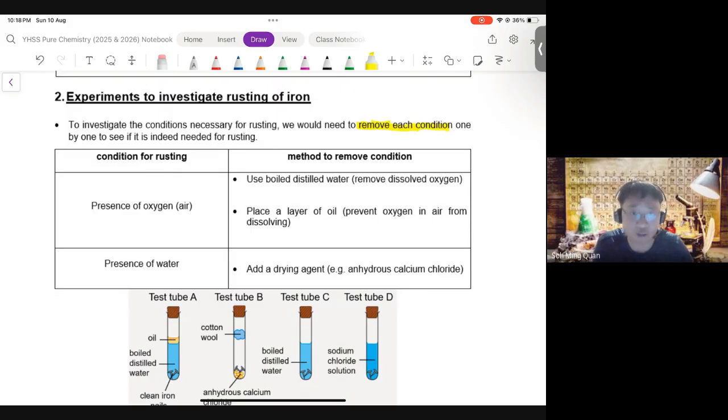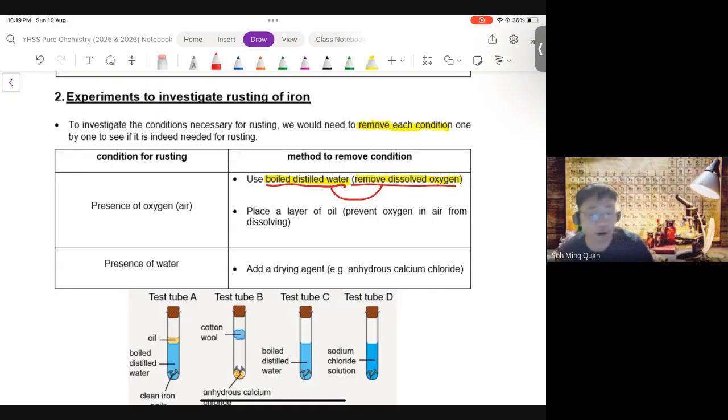How do you remove it though? Now, how would you remove oxygen? To remove oxygen, first, we must boil the water. Boiling of water removes dissolved oxygen. This is a very common experiment done for rusting. It's also a very common experiment done for respiration and photosynthesis. So for the pure bio students, this is another thing you can learn. When you boil water in a setup, it is to remove any dissolved gases, including oxygen.